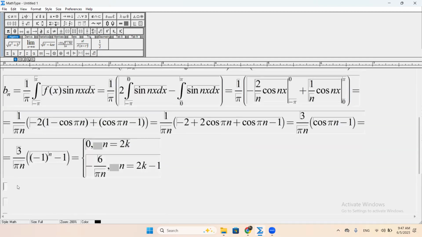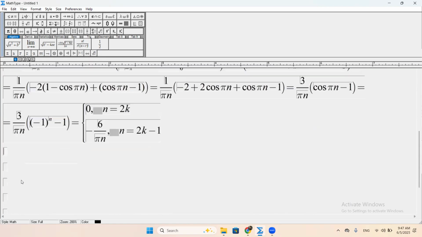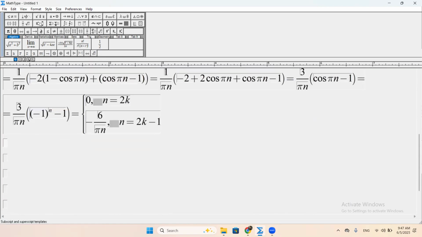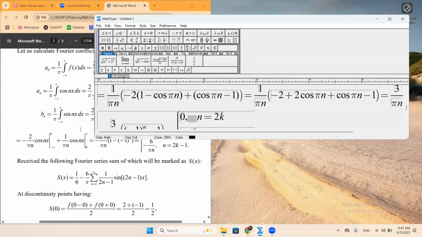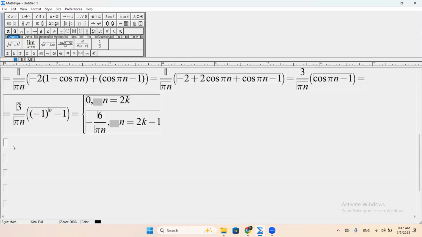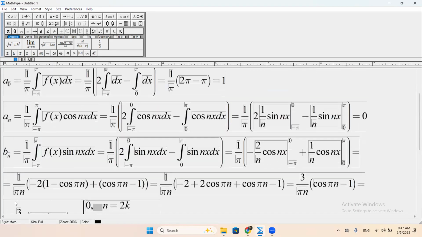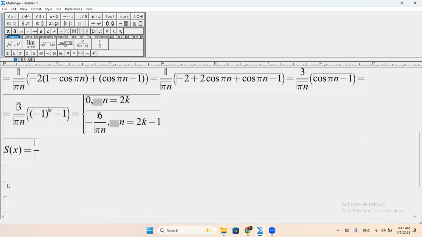So let's substitute them into the Fourier series. And we will also replace the function f from x with the sum of the series. So it will be the following: a0 divided by 2, 1 over 2. And so what to do with the sum? Okay, let me leave it like this for now.